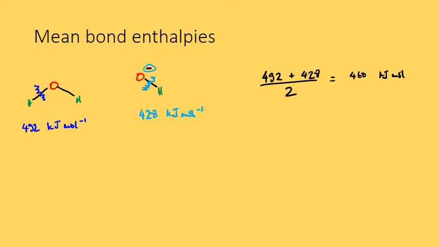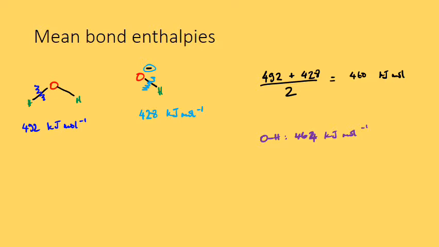However, if you were able to look up into a data book the bond enthalpy for the oxygen-hydrogen covalent bond, you will notice a figure of actually 464, as it happens, kilojoules per mole. Right, and that's even different to the mean that we calculated of 460. And that's different because the data book will calculate the mean of lots of different oxygen-hydrogen bonds.